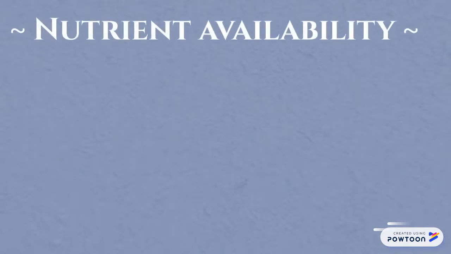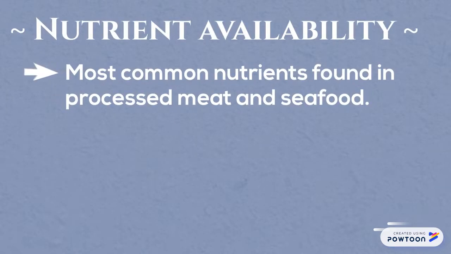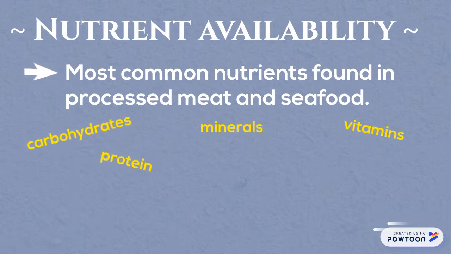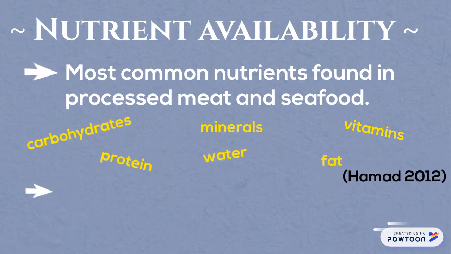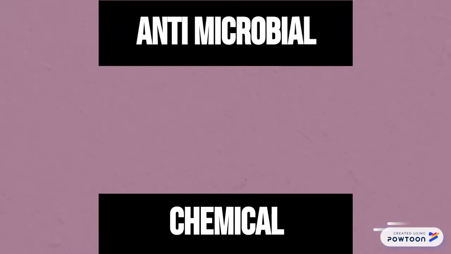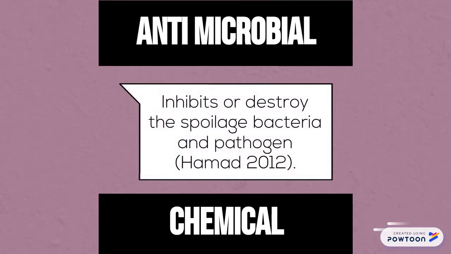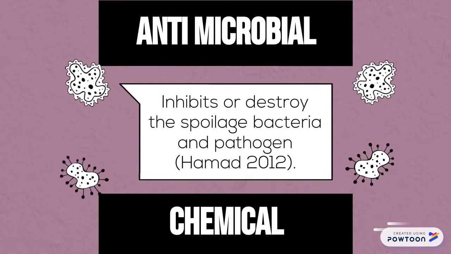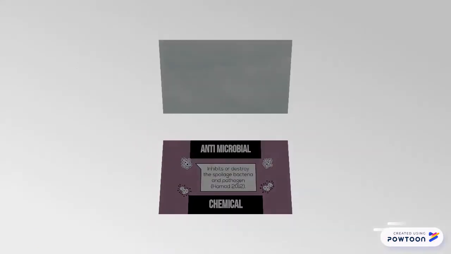Nutrient availability. The most common nutrients found in processed meat and seafoods are vitamins, minerals, carbohydrates, protein, water, and fats. Nutrients are very much needed for microbes to grow. Antimicrobial chemicals inhibit or destroy the spoilage bacteria and pathogens from growing and contaminating the food.